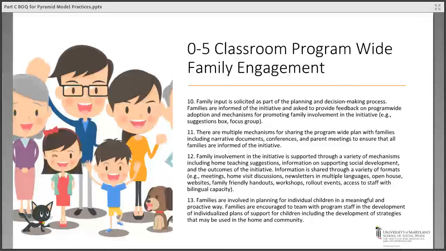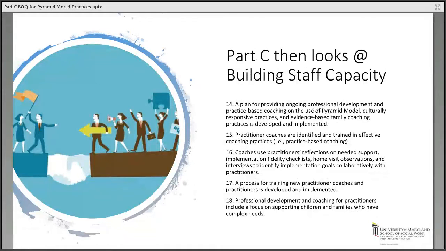And then, are families involved in planning in a proactive way? Really the core of what classrooms are doing. So this is where the Part C and the classroom differ a little. So the next section in Part C is building staff capacity.